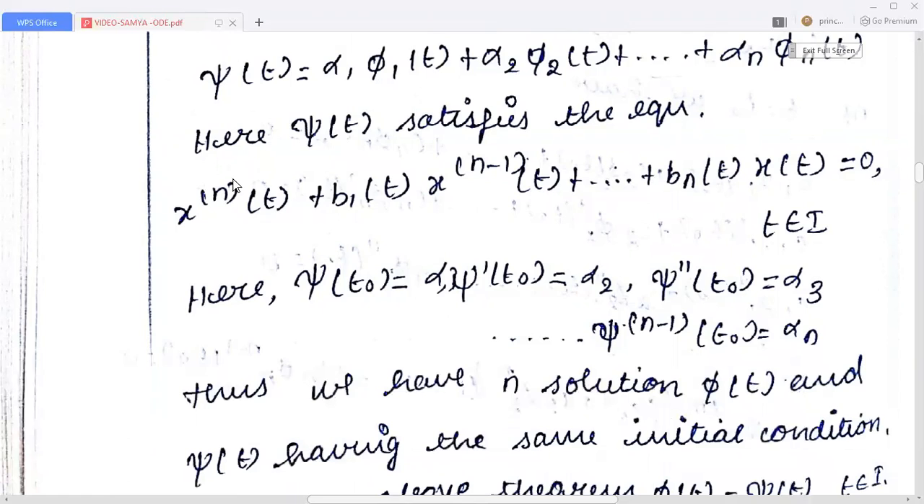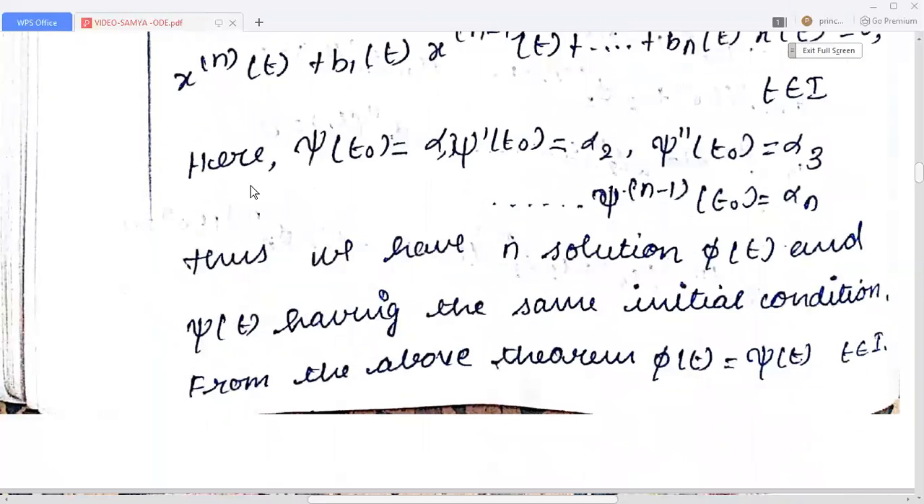Here ψ(t) satisfies the equation x^(n)(t) + b₁(t)x^(n-1)(t) + etc. + bₙ(t)x(t) = 0, where t is a point in the interval I. Here ψ(t₀) = α₁, ψ'(t₀) = α₂, ψ''(t₀) = α₃, etc., ψ^(n-1)(t₀) = αₙ.